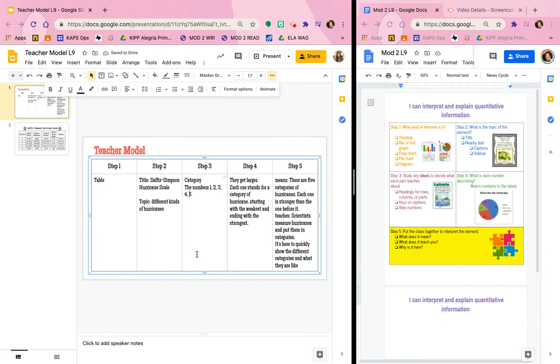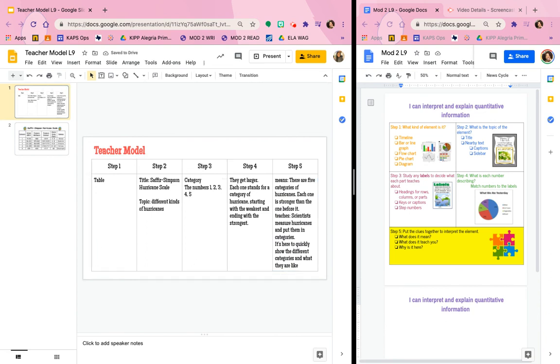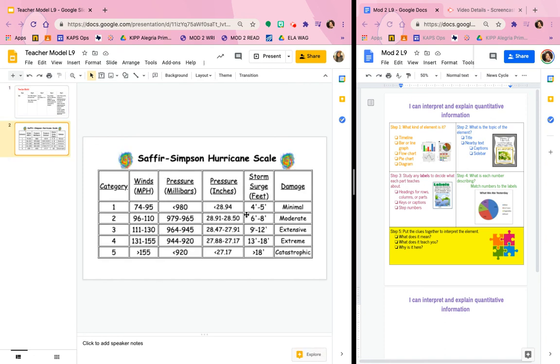Perfect. And this is what you guys are going to be doing for your student practice. We're going to be looking at the same hurricane scale table and then just interpreting the data for it. So let's continue on with Nearpod.